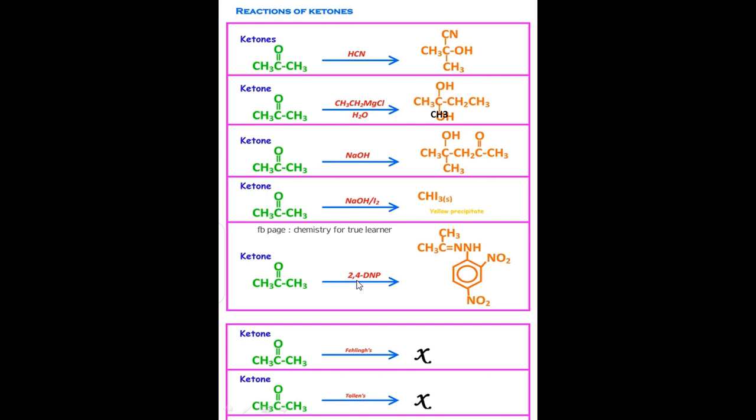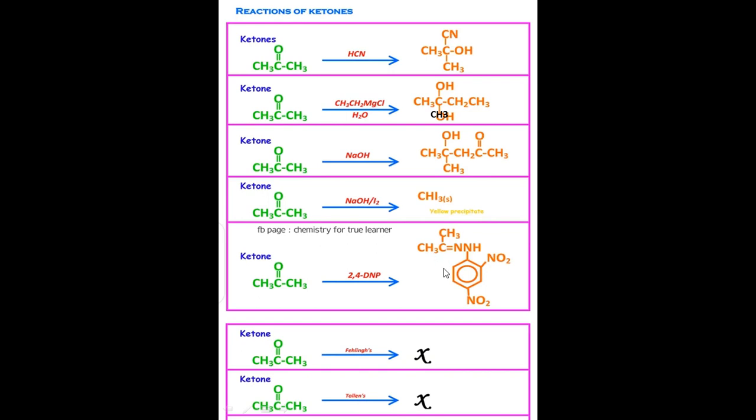When 2,4-dinitrophenylhydrazine is added to a carbonyl compound, the resulting product is called a 2,4-dinitrophenylhydrazone. So 2,4-dinitrophenylhydrazine is like this, a benzene ring with a hydrazine and two nitro groups.